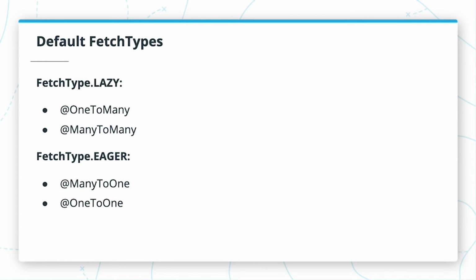Here's a list of the defaults specified by JPA. One-to-many and many-to-many are lazy by default, while many-to-one and one-to-one are eager by default. The Hibernate documentation recommends setting everything to lazy and then overriding it on a per-query basis, but the Hibernate implementation decided to follow the JPA spec by defaulting to eager for the above cases in the name of consistency.